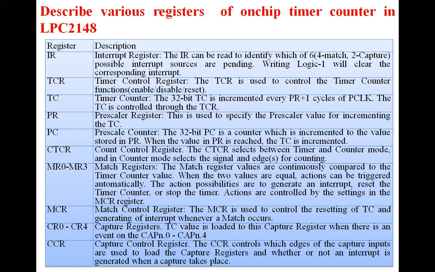Then MR0 to MR3 are the four match registers. The match register values are continuously compared to the timer counter value. When the two values are equal, action can be triggered automatically. The action possibilities are to generate an interrupt, reset the timer counter, or stop the timer. Actions are controlled by the settings in the MCR register.